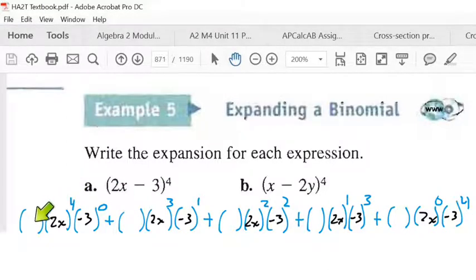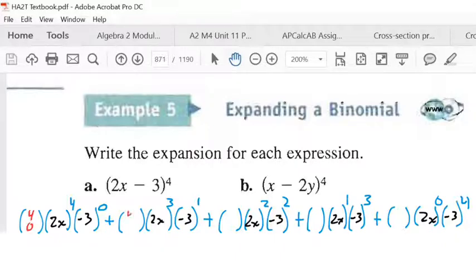What is this going to be? I know you guys can look at Pascal's triangle right now and tell me the number, but what would it look like if you were using combinations? 4 would be on top, 0 would be on the bottom. So it would be 4 choose 0.